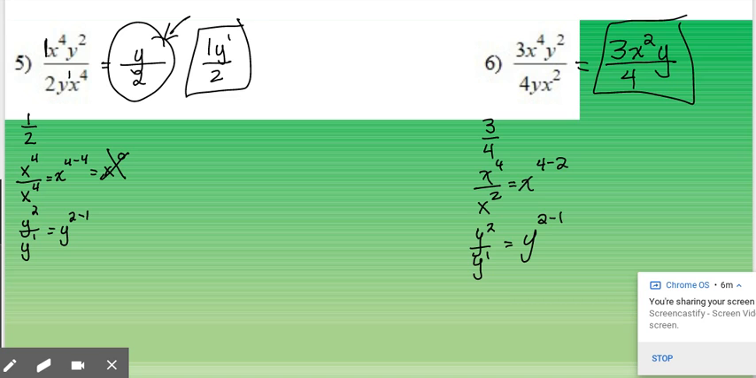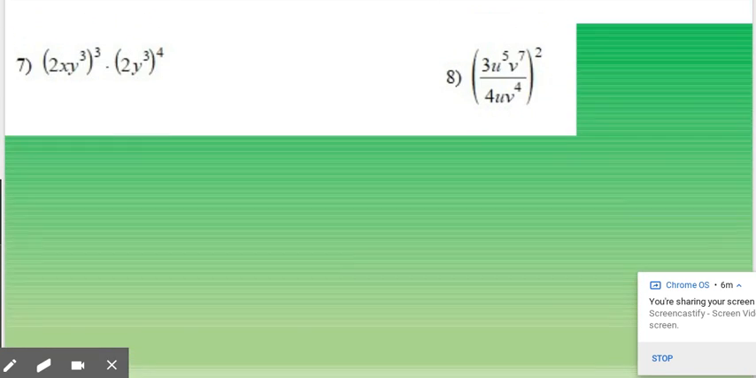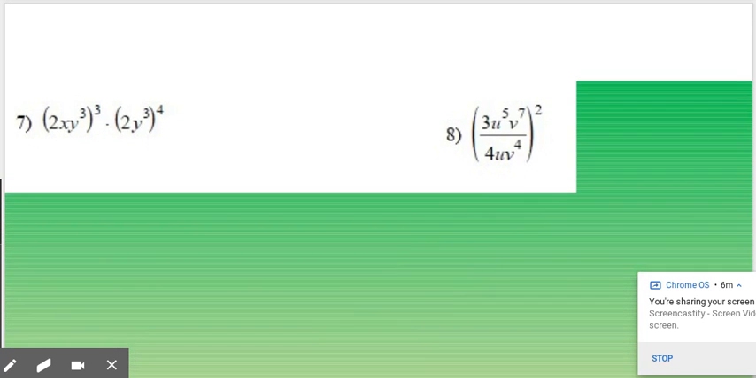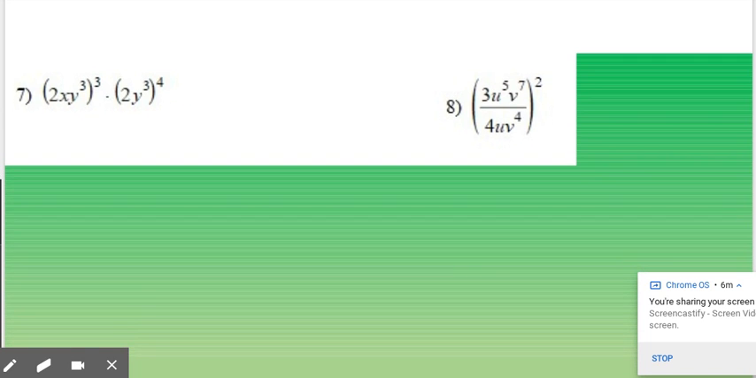All right, we have 2 more, and these are the combination problems. The sub would please pause the video and give the students 4 minutes to complete these 2 problems. Now, these tend to be the trickiest, guys, because these tend to have a combination of either multiply or divide and the power property. Okay, so I'm going to look here, and for number 7, I have the power property.